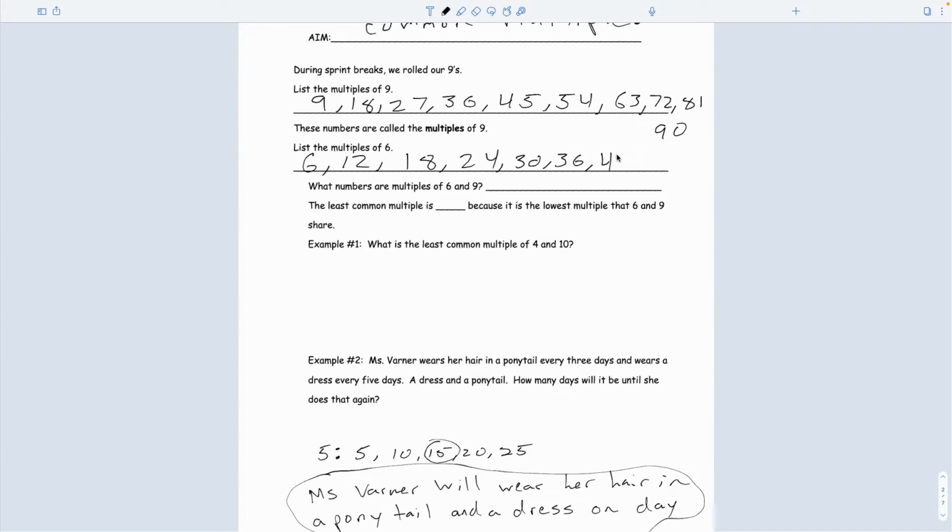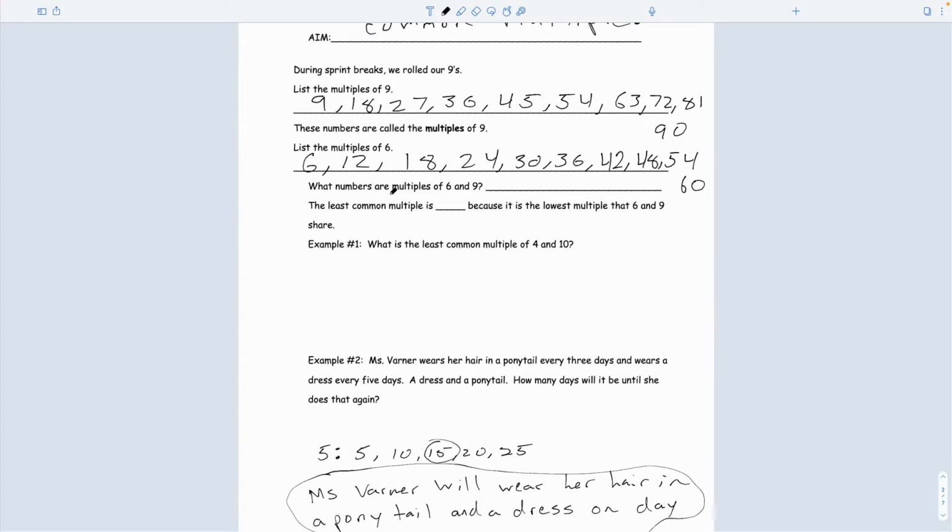6 times 7 is 42. 6 times 8 is 48. 6 times 9 is 54. 6 times 10 is 60. Those are 10 multiples of 6. That's all we're doing for this part. It'll get slightly more complicated.